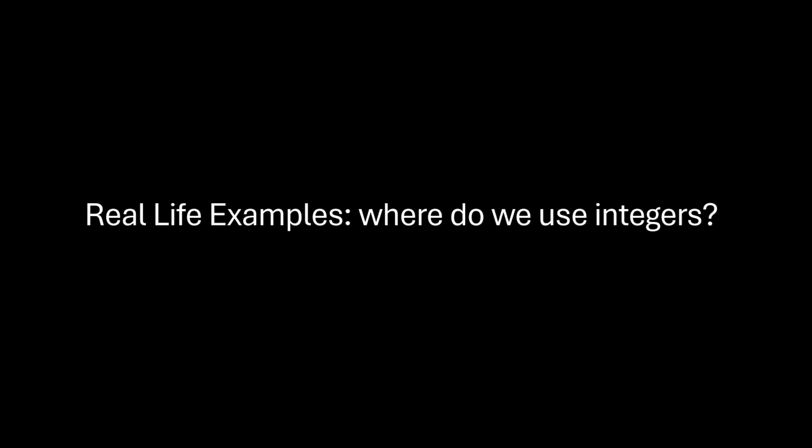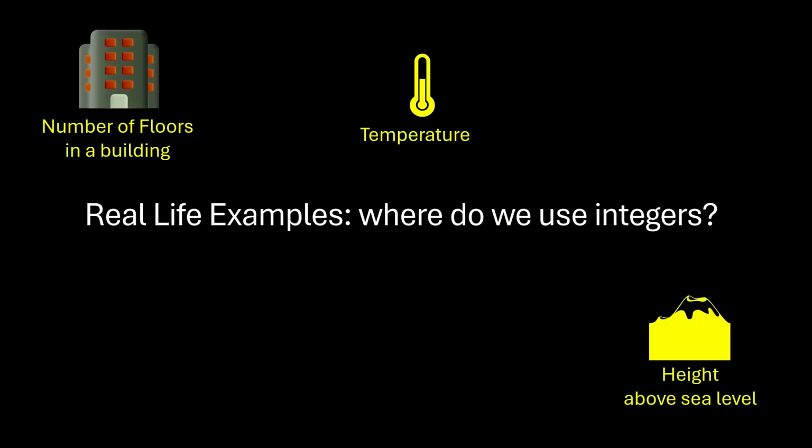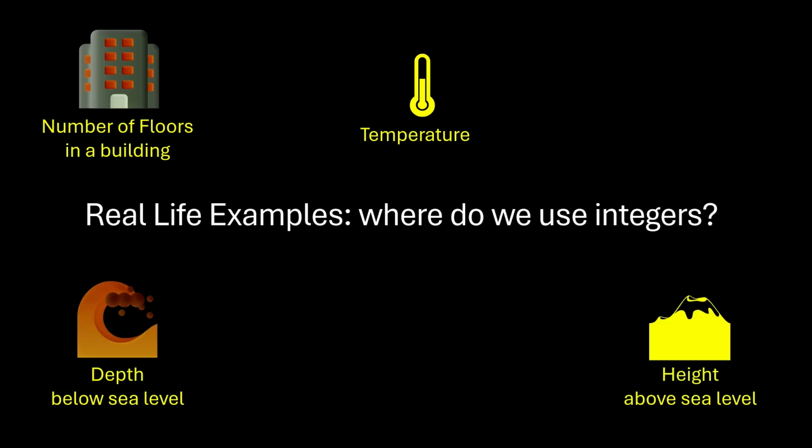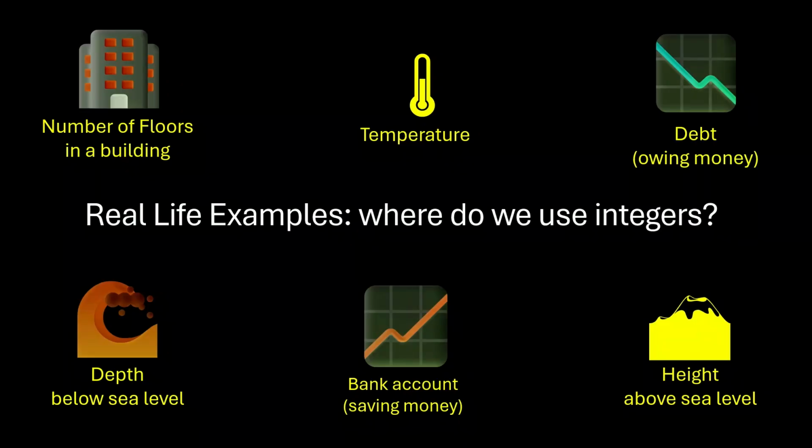Integers appear in many situations around us. Some buildings even have underground floors numbered with negative numbers. Temperature can be above or below zero. Mountains are above sea level, while the ocean floor is below sea level. If your bank account has money, it is positive. However, if you owe money, it can be represented using a negative number.